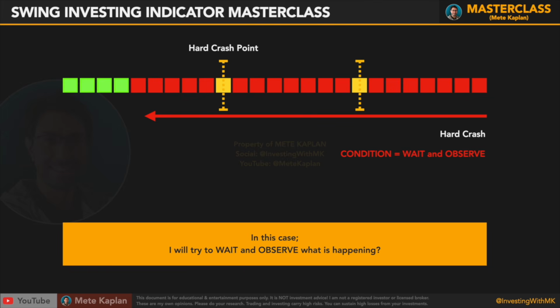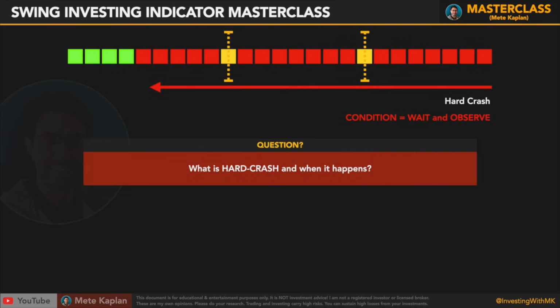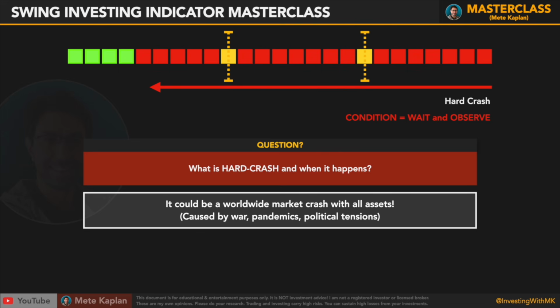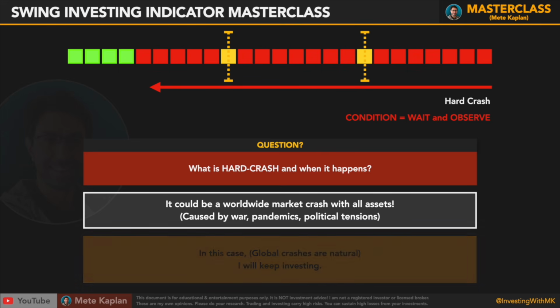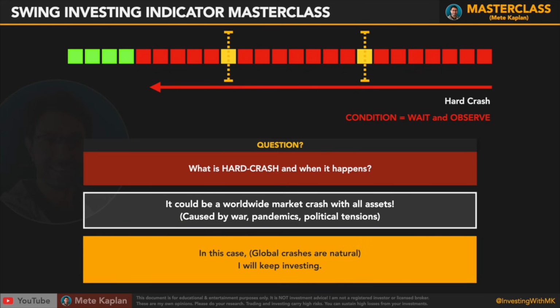There are two types of hard crashes. First of all, global crashes. Basically, everything in the world crashing at the same time most of the time. It could be caused by a war, a pandemic, or political tension between countries. It can be anything. Actually, I do not care about the reason at all. All these are very natural parts of market cycles and nothing to worry about. I will continue investing as I normally do. I also watch the VIX numbers and the fear and greed index closely at this point.